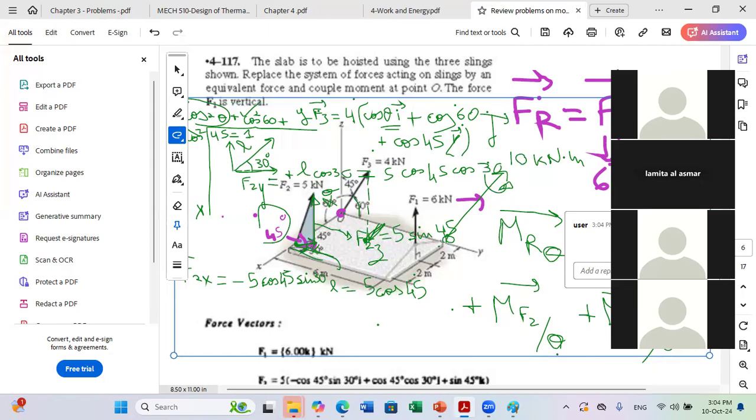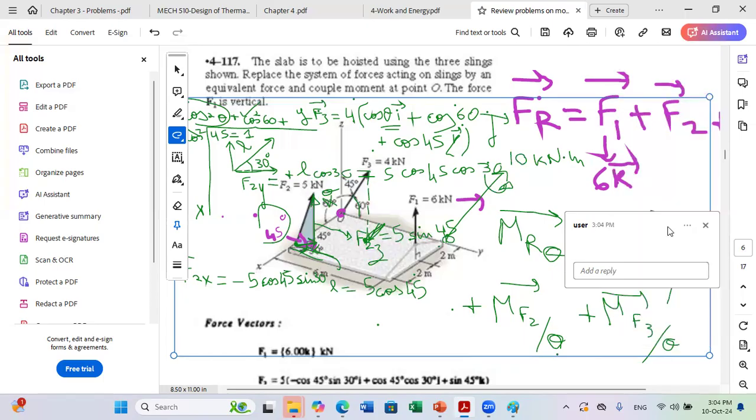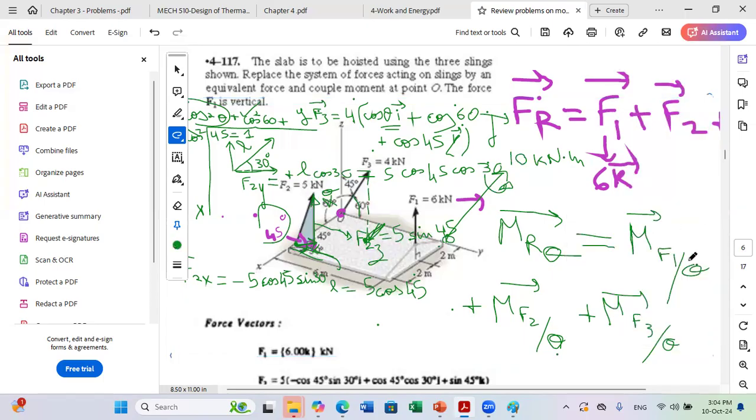So in addition to the moment of F1 about O, moment of F2 about O, and moment of F3 about O, if I put for you this couple vector M1, you add plus M1. And you deal with it as a normal vector.